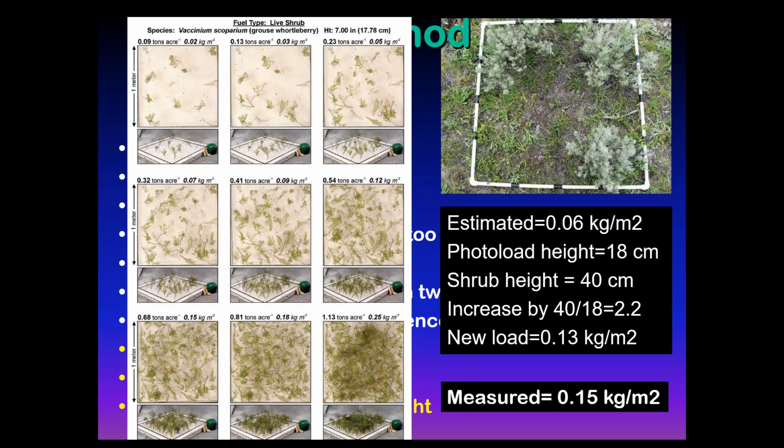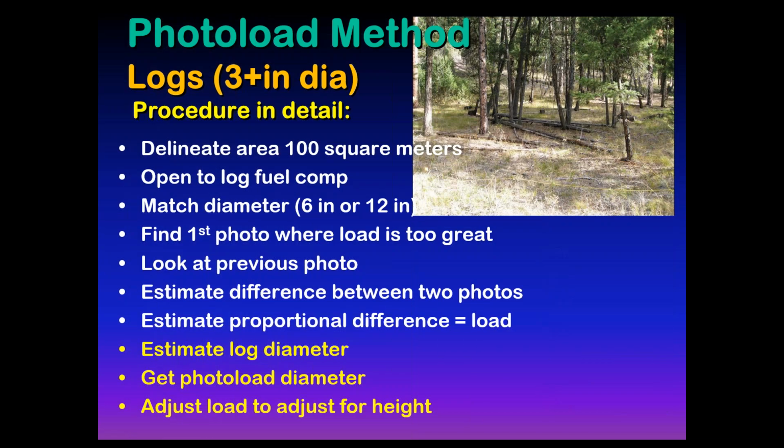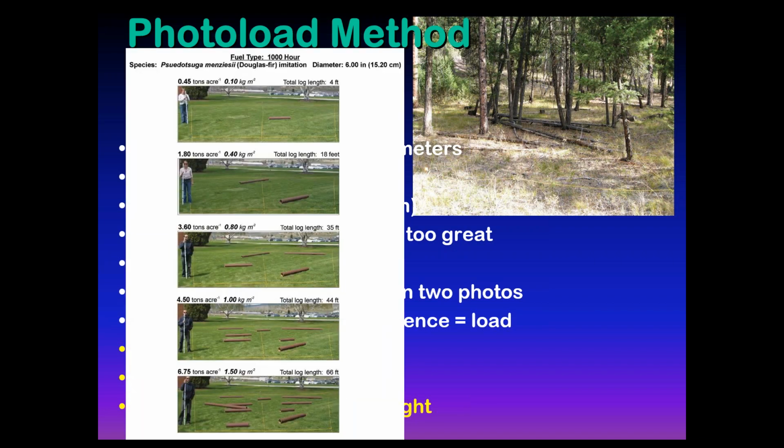Let's go to the last fuel loading, which is logs of coarse woody debris. In this photo over here, you can see this yellow rope, and believe it or not, it stretches back. You can't really see it very well, but it delineates 100 square meters. This is because logs do not vary at scales of 1 meter, right? They vary at much larger scales. And so we have to delineate an area of 100 square meters. We're looking at the logs in here, and we open up to the right page.